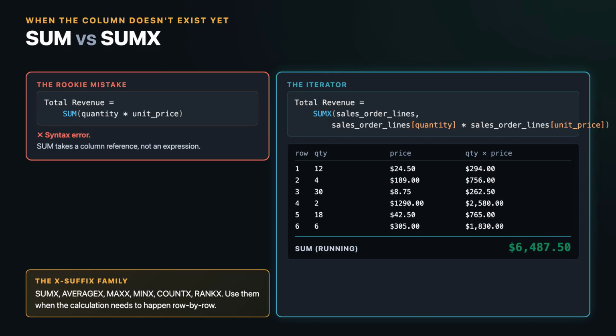The X suffix family includes AVERAGEX, MAXX, MINX, COUNTX, RANKX. Use them when the calculation needs to happen row by row before the aggregation. Plain SUM and AVERAGE work when the column already exists. A common rookie mistake is writing SUM of quantity times unit price and getting a syntax error. SUM takes a single column reference, not an expression. You need SUMX for the row-wise calculation.